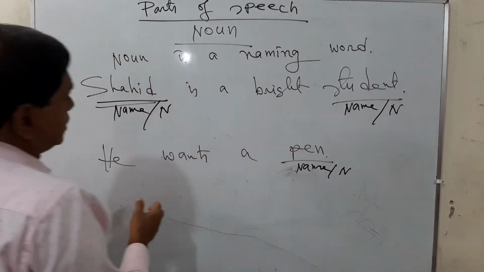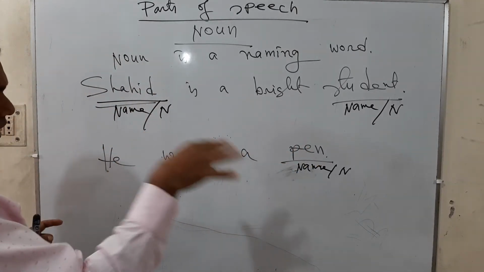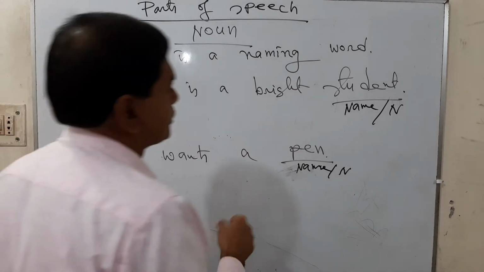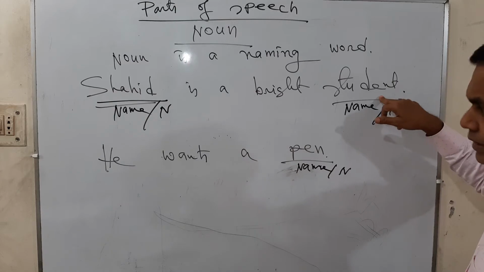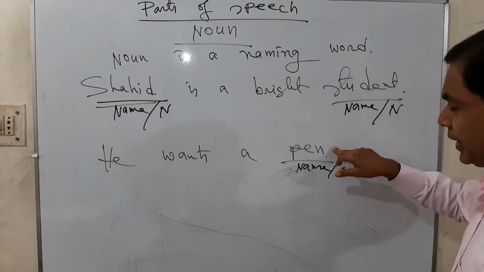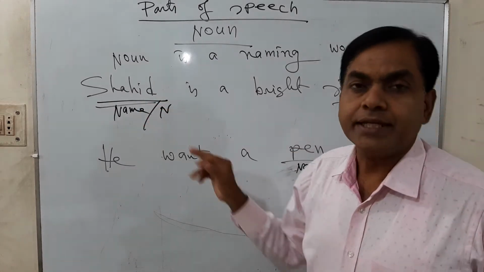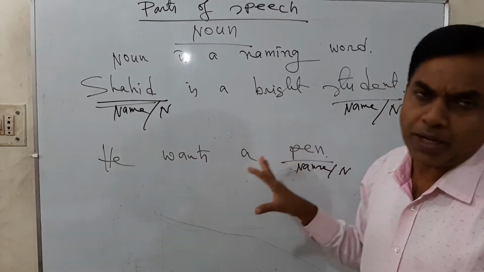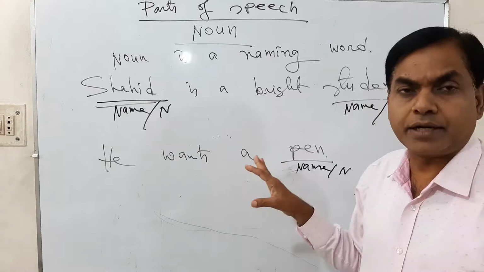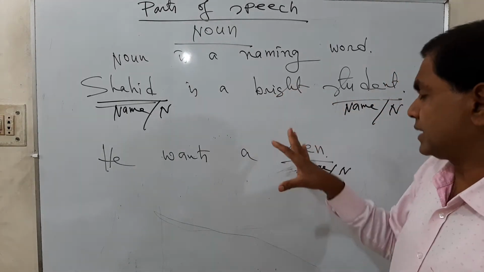So, my dear viewers, now you can easily think about it, that a noun is a naming word. The word which indicates the name of anything is called noun. In this sense, we can easily find that student is a noun. Pen is a noun. Shahid is also a noun. But they have different functions here.